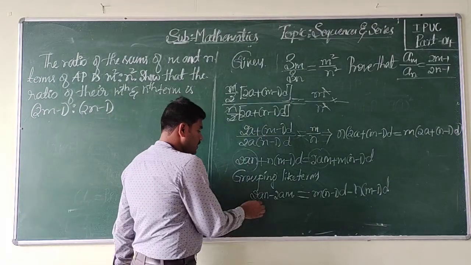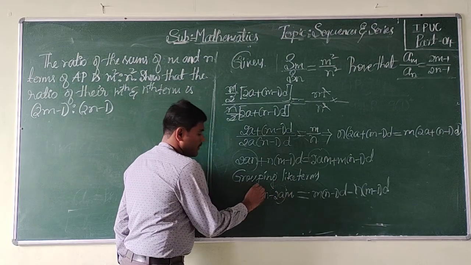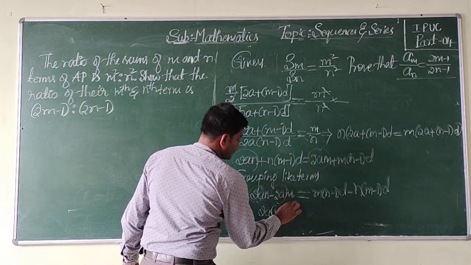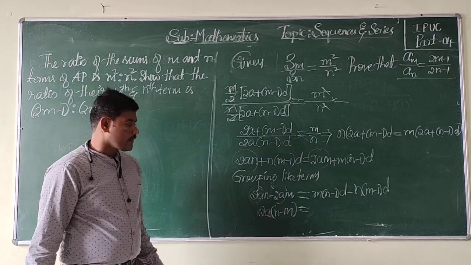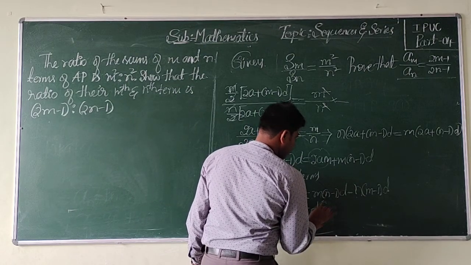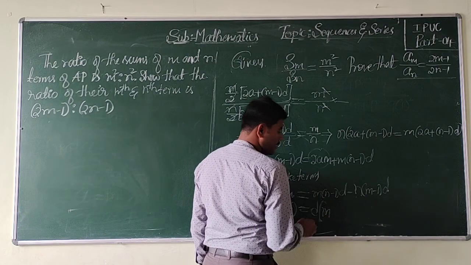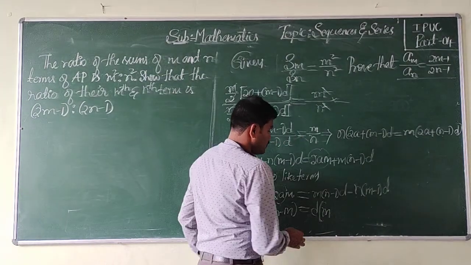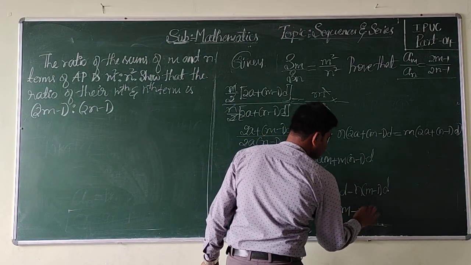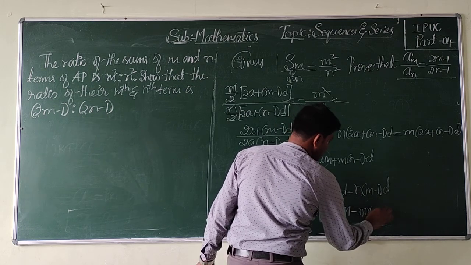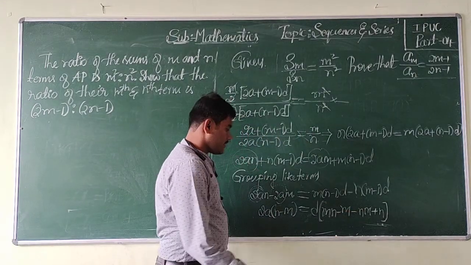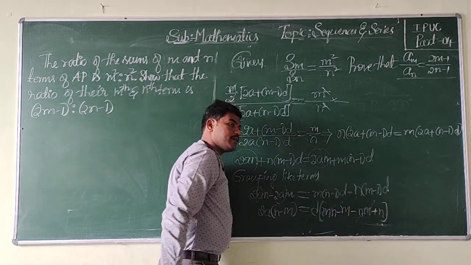Yeah? See here, 2a, 2a is common. Take it outside. Taking 2a as common, so I'm taking 2a outside: 2a(n minus m), that is equal to d is also common. I'm taking d outside. So m(n minus 1), or multiplying this m, we will get mn minus m, so minus mn plus n. Okay. See here, plus mn is there, minus mn is there. It cancels out. Remaining is minus m plus n.